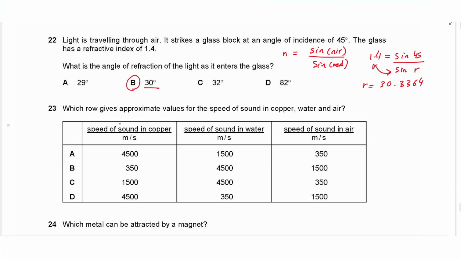Question 23 says which row gives approximate values for the speed of sound in copper, which is a solid, water, which is a liquid, and air, which is a gas.